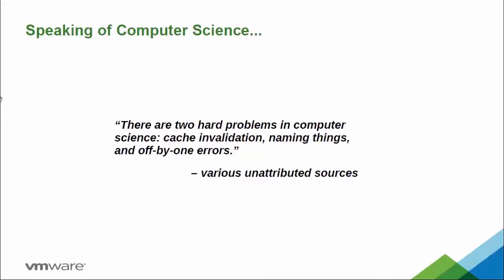But while we're on funny computer science jokes, I have to add my favorite one. There are two hard problems in computer science: cache invalidation, naming things, and off by one errors. I love that because it's just so true in my experience in so many ways.